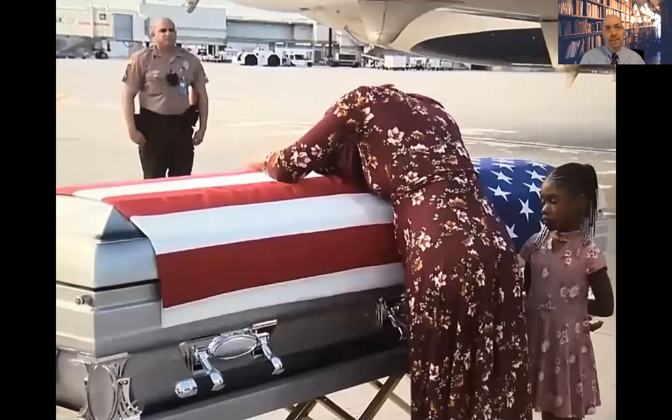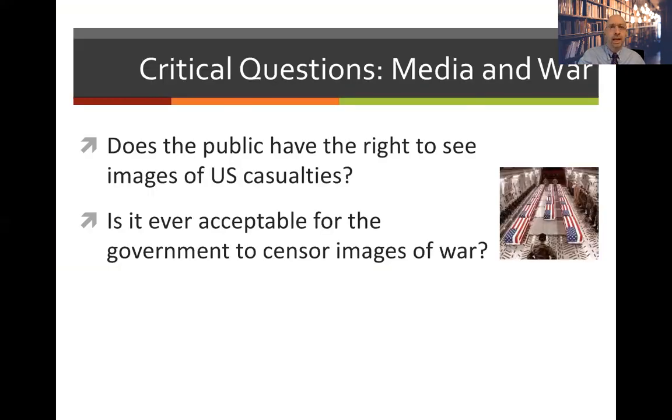The United States public did not see a number of images associated with the costs of war and the war on terror, and therefore maintained somewhat of a distance. Upholding the idea of the casualty sensitivity hypothesis, the Bush administration sought to limit or control the images shared with the American public. This raises interesting questions about censorship, about opportunity and access, about whether the public has the right to see images of US casualties, whether it might ever be acceptable for the government to censor images of war.